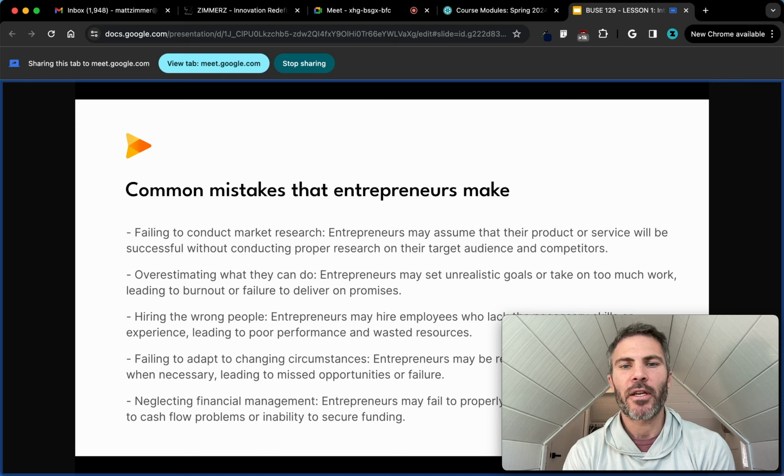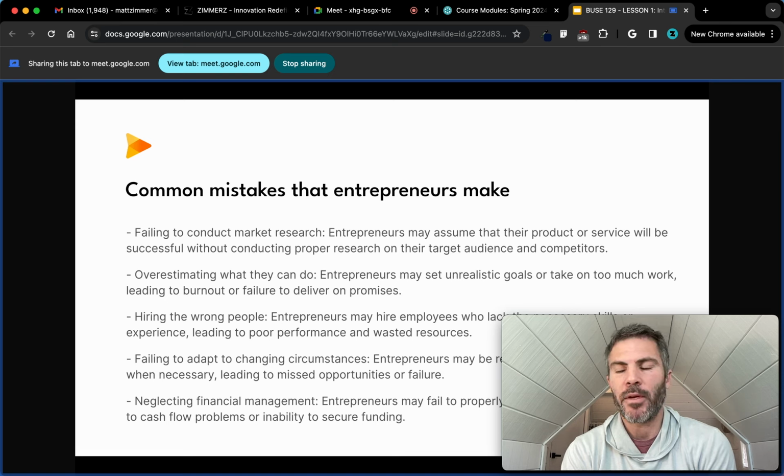So, failing to conduct market research. Once we've got that idea, not putting in the relevant time to go talk to people in the market. If we've got a food product, not walking into the grocery store and talking to the store manager about whether or not our product idea is interesting. You need to put the time in versus just jumping into the marketplace and trying to sell.